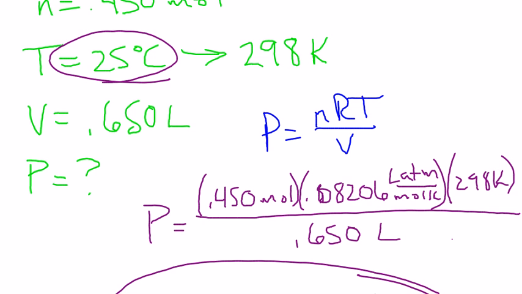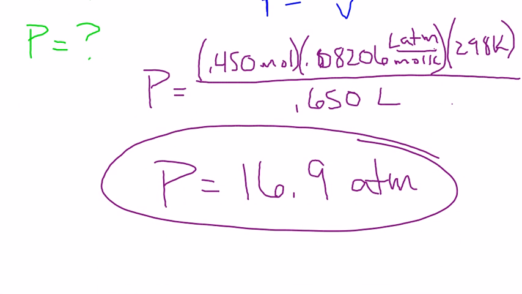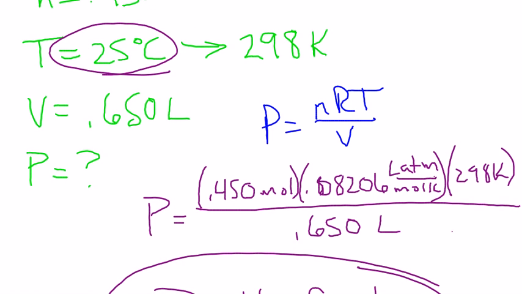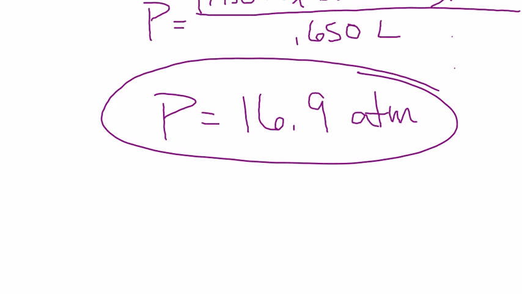Yes, that's true. However, in our answer we need to have 3 because when we add, we're going to add 273 right here to get our 298 Kelvin, which is awesome. This number, all 3 of those numbers are significant because we added. So that 8 is significant. So truly, our answer should have 3 significant figs. It should be 16.9 atmospheres.